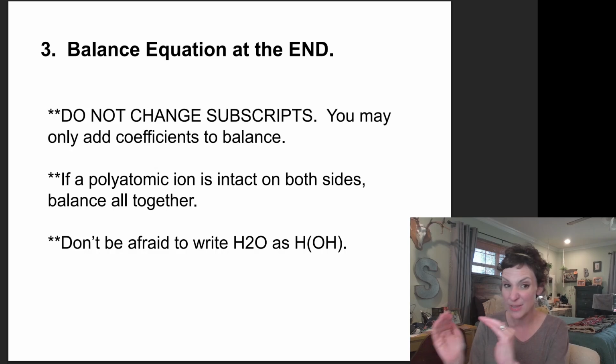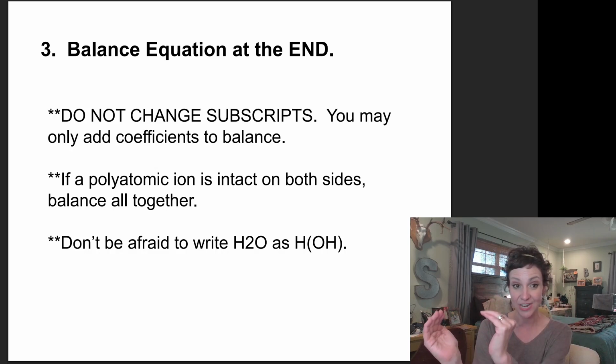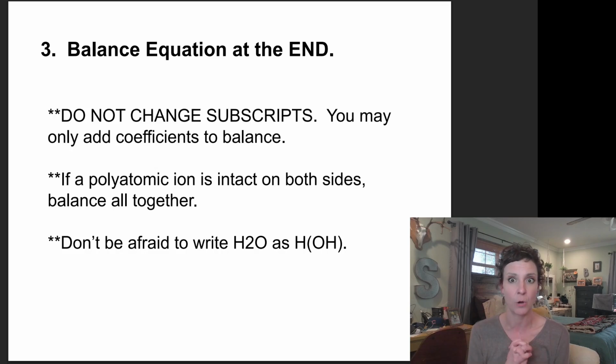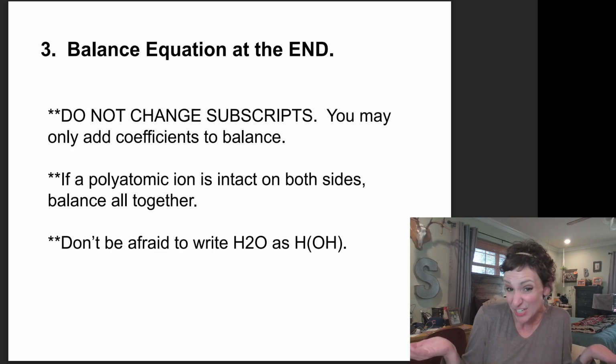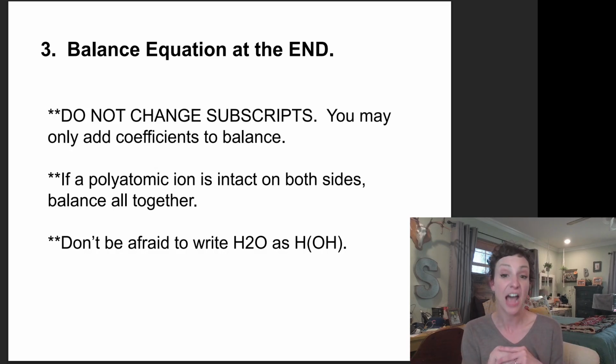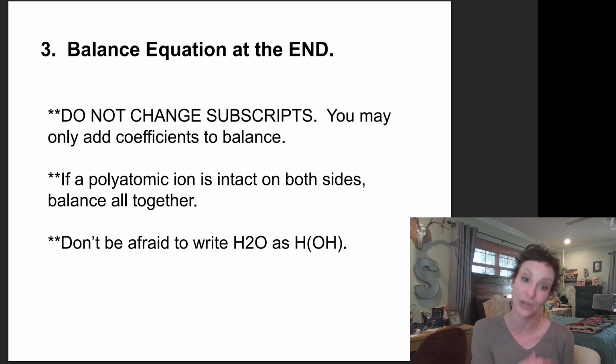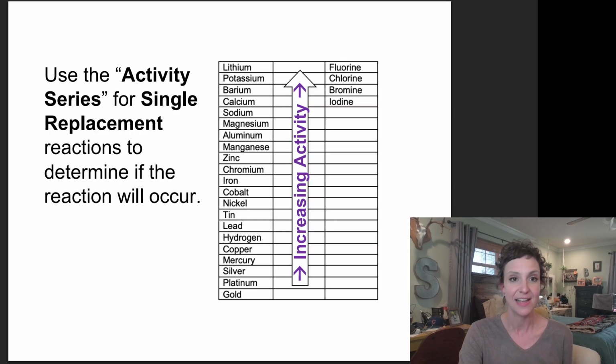If I've got a polyatomic ion intact or all together on each side, I'm going to balance that thing all together, not worry about breaking up the individual atoms within the polyatomic to figure out their individual totals. We mentioned that water, H2O, is sometimes helpful to write as HOH, especially if I see the hydroxide polyatomic ion, or OH, on the opposite side of the water. I may be using water as a couple or a contender in a single replacement or a double replacement reaction in that case.